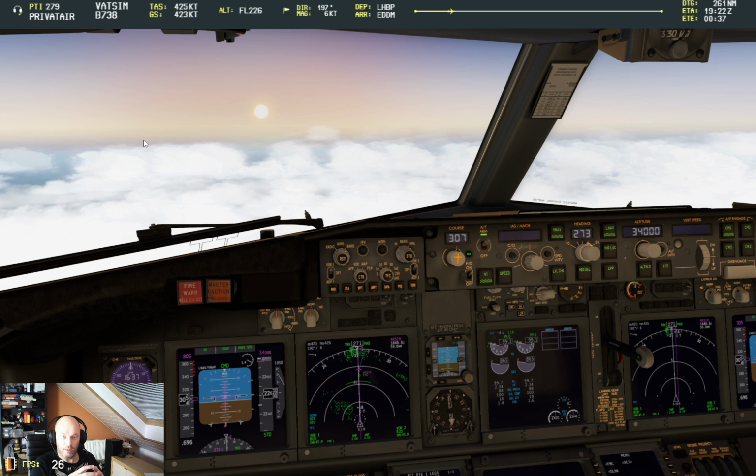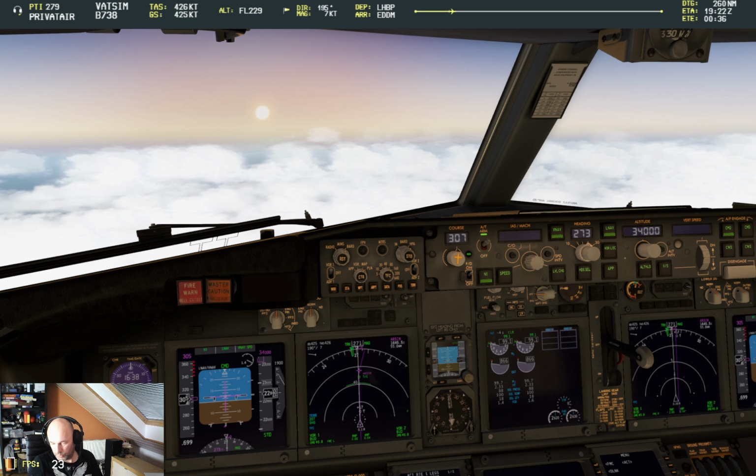Yes, as well. I'm on the latest version. I just installed the latest version of Sim Toolkit Pro. And it worked, yeah. Nicely. Budapest radar, good evening, private air 279, climbing level 340 to Arzin.